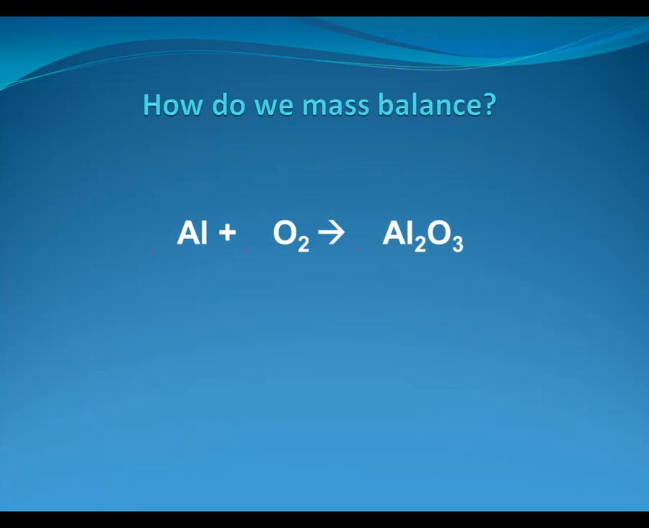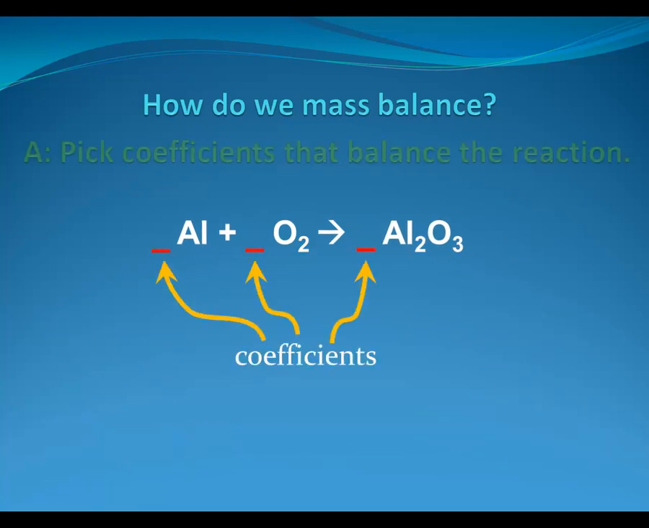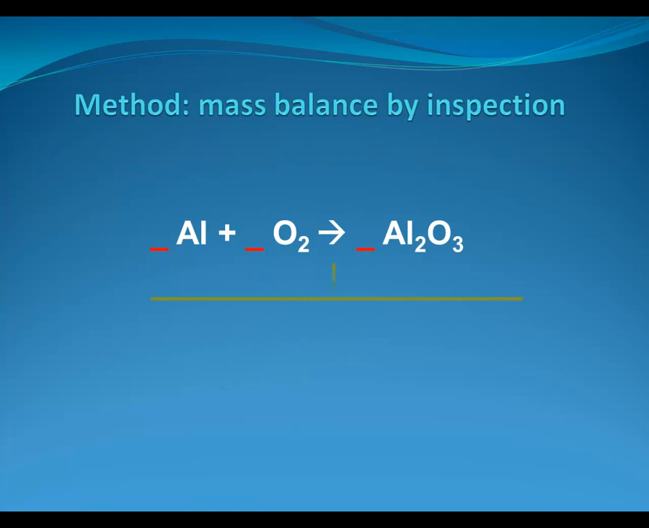If we can't change the subscripts, what can we change? We'll put in front of each thing coefficients, putting whatever numbers are required so that we have the same number of elements on each side. Let's use this reaction as an example. We'll draw a table below it and keep track of the elements on each side of the reaction. We'll also keep track of how many of the elements there are. There's 1 aluminum and 2 oxygen on the left, 2 aluminum and 3 oxygens on the right.